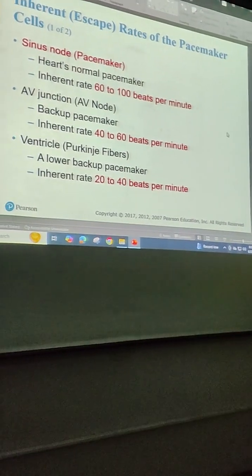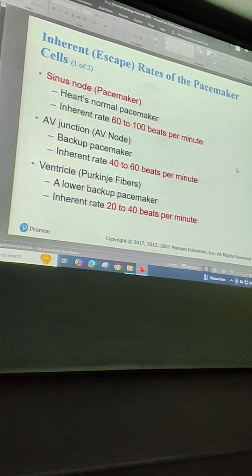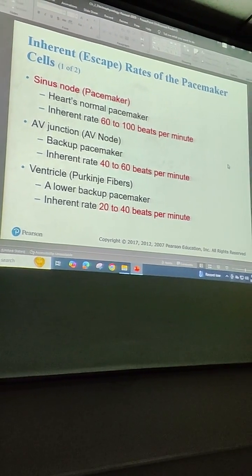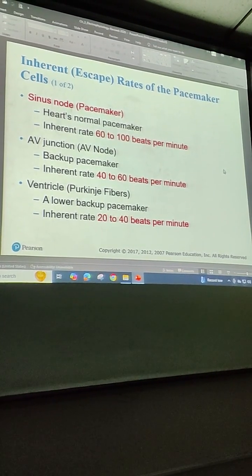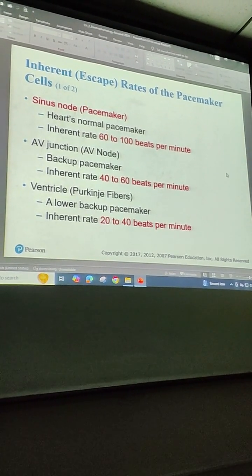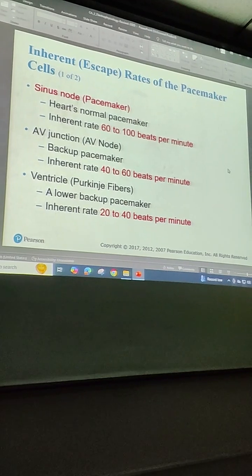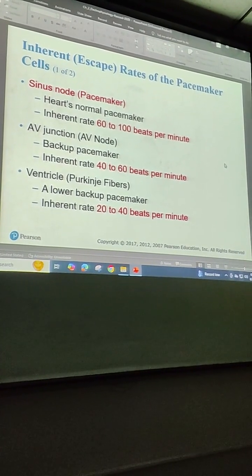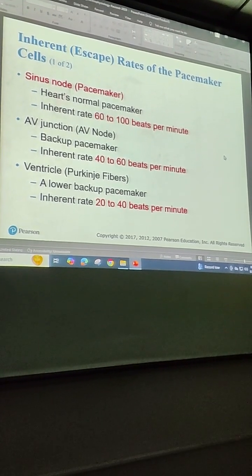So the pacemaker, the SA node, what is the inherent rate? 60 to 100 beats per minute, normally speaking. Remember, in order for us to know that it's abnormal, is because it goes beyond 100 or below 60. So we have to have this reference first.